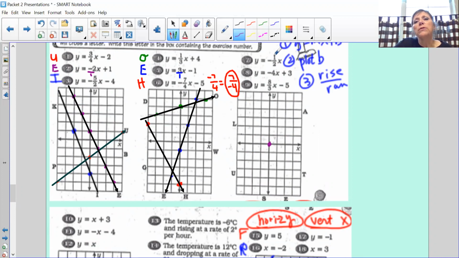But this one I'm going to go down 1 and then to the right 2. Down 1 to the right 2. So I have a negative direction and a positive direction. Do it again. Down 1 over 2. Now I'm going to go up 1, negative 2, up 1 backwards, or a negative direction 2, and then up 1 over 2. And then draw my line. Okay. L.